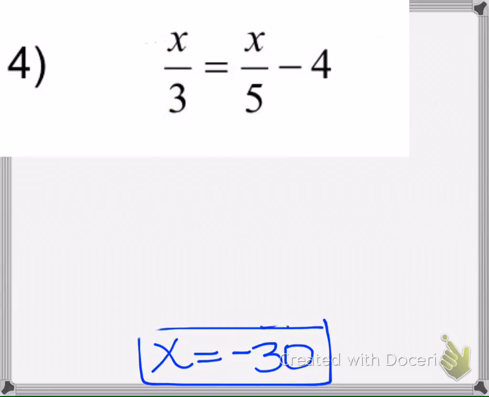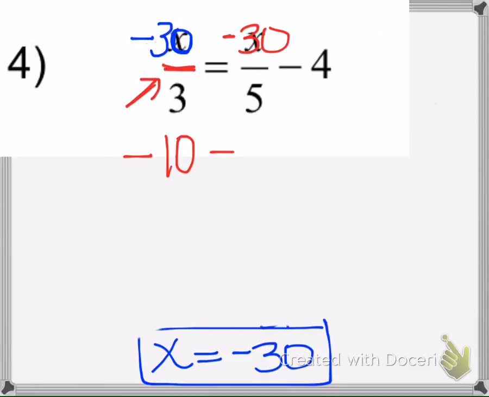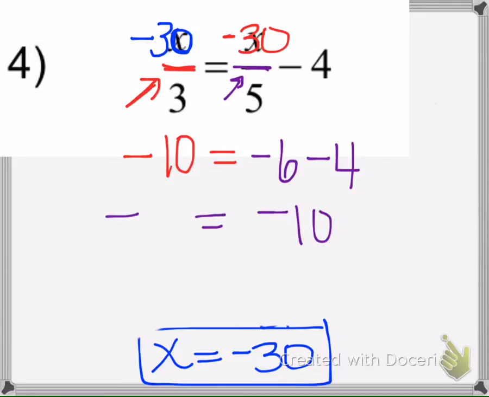So if we want to check that answer, we would put a negative 30 back in for x. And over here we'd have negative 30 divided by 3, which is negative 10. Here we would have negative 30 divided by 5, which is negative 6. And we would get the same thing on both sides, so we would know our answer we got here was correct.